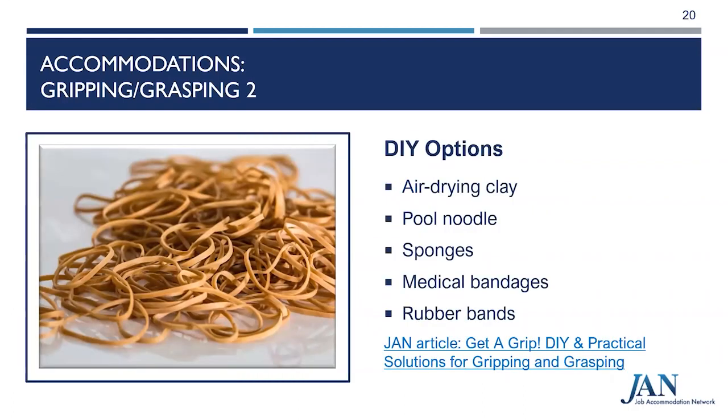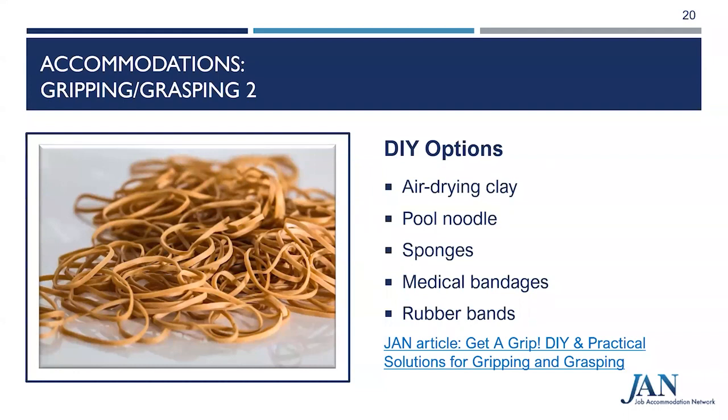Some fine motor accommodations can be as simple as using some items that you may already have on hand. DIY items can be effective and inexpensive accommodations for individuals with gripping and grasping limitations. Some examples would be, you could use air molding clay as a gripper on a writing utensil that is molded to an individual's specific grip. Using a pool needle to cover a cane, walker, handle, or a handrail so that an individual with limitations in gripping has a larger area to grasp.